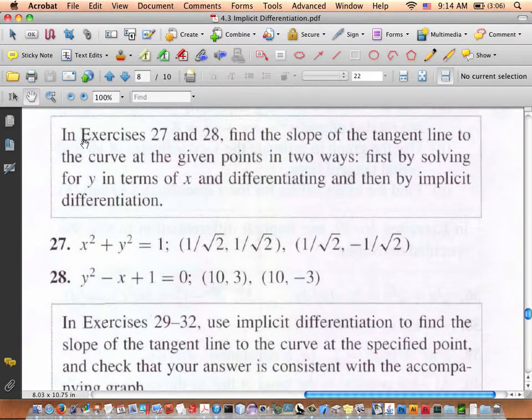Okay, right here. Find the slope of the tangent line to the curve at the given points in two ways. First, by solving for y in terms of x and differentiating, and then by implicit differentiation. So let's take this first equation, x squared plus y squared equals 1, which, by the way, is the equation of what?